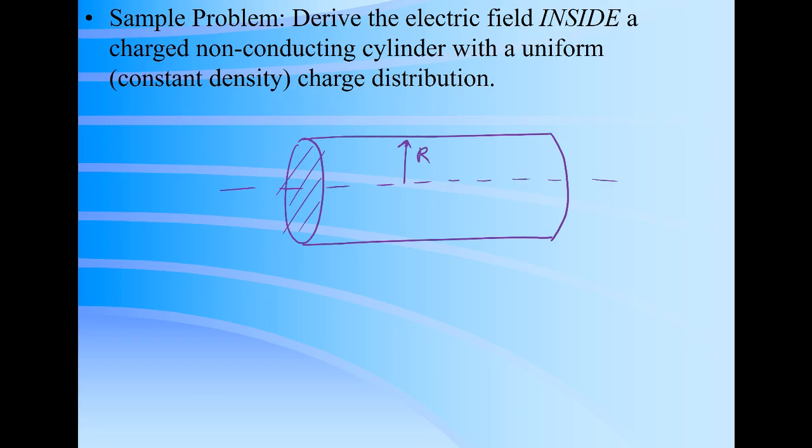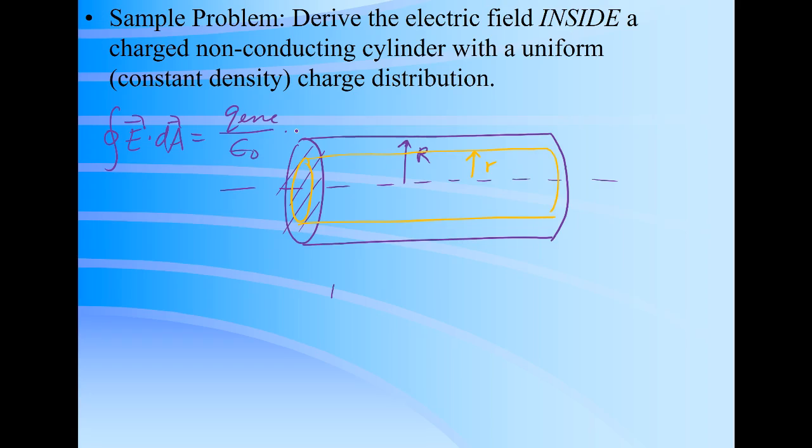So what we can do is draw a Gaussian surface, which is another cylinder that we place inside. And this Gaussian surface will have a radius of little r. And so, of course, if we want to apply Gauss's law, we have to use the integral of E dot dA is equal to Q enclosed over epsilon naught.